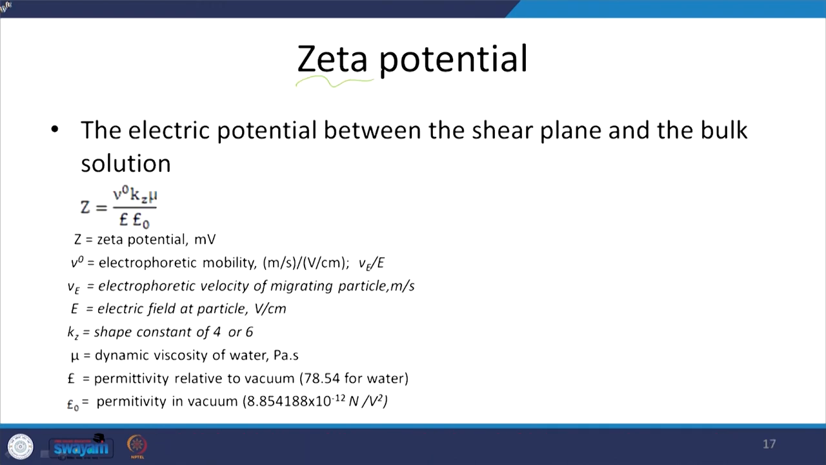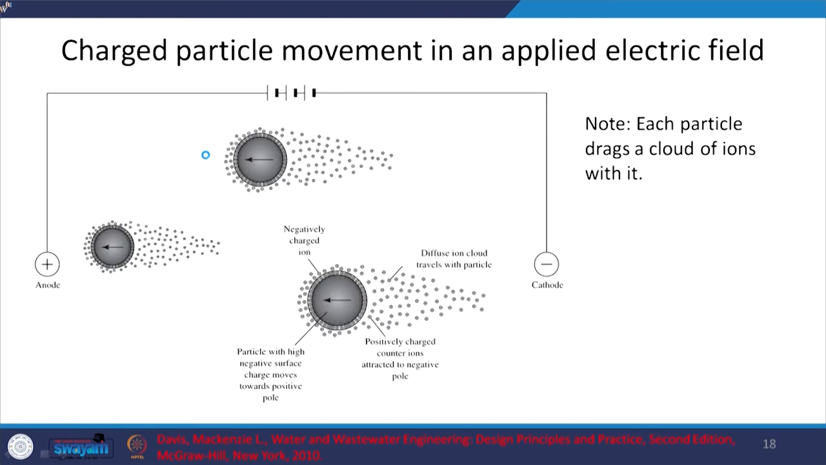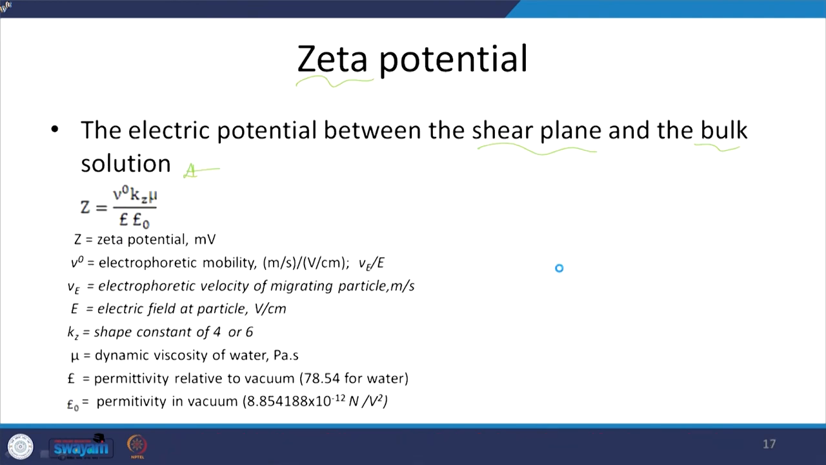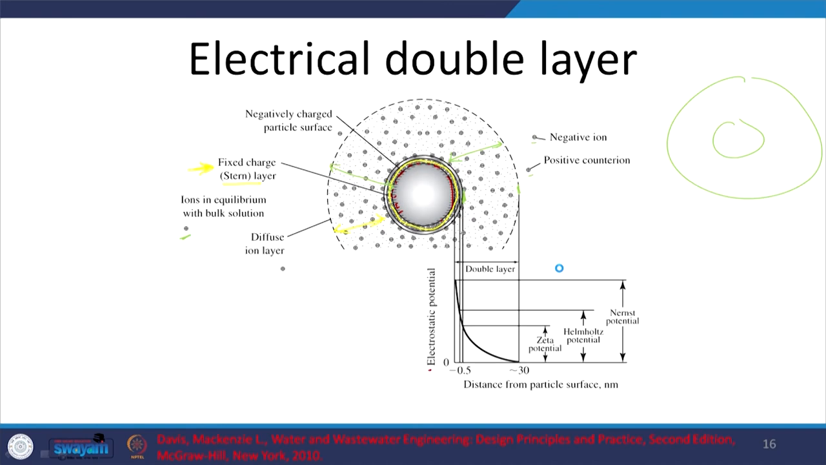So zeta potential, just a side aspect, is the electrical potential between the shear plane and the bulk solution, right? You can measure it: if I apply a potential, negative and positive, the colloids which are negatively charged will move out here, and they will drag a cloud of particles, which are typically positive, aligned towards the negative charge. From this I can measure the zeta potential, which we also looked at here. So let me move on.